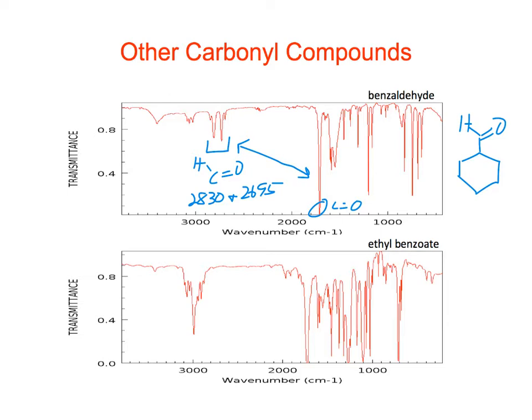So this is benzaldehyde. Right, so we have in this one very small carbon-hydrogen stretches for the sp2 hybridized carbons. Okay, the next one is ethyl benzoate.